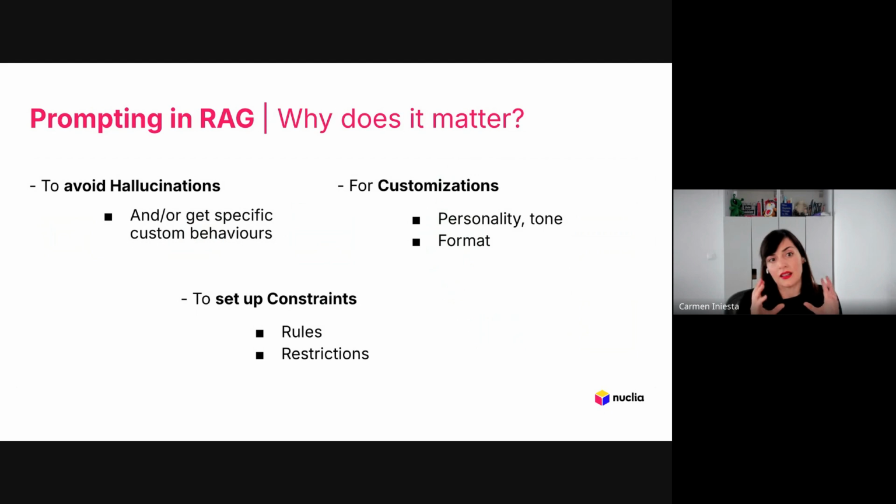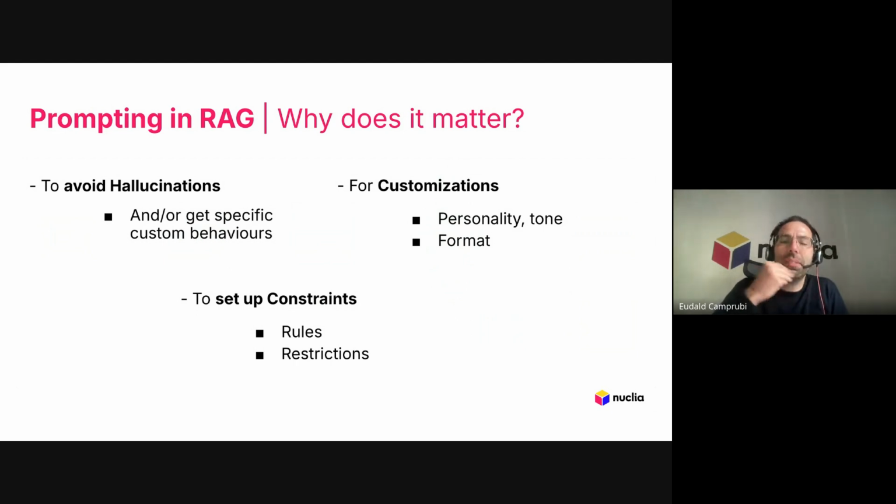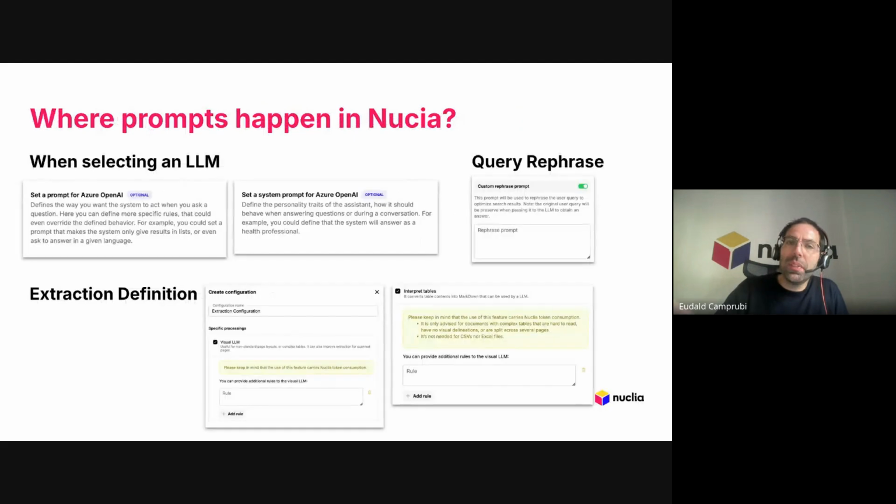So these are more or less the things that you can work with in your prompt to get exactly what you want. I don't know if this was clear, Eudald. Very clear. Thank you, Carmen. So basically, avoiding hallucinations, which is what we had here. So a good prompt is to avoid hallucinations, to generate customized outputs, and to set up constraints. So thank you, Carmen. There is also an important thing for everyone to understand: specifically in Nuclia, there is not a single place in which you can set up your prompt.